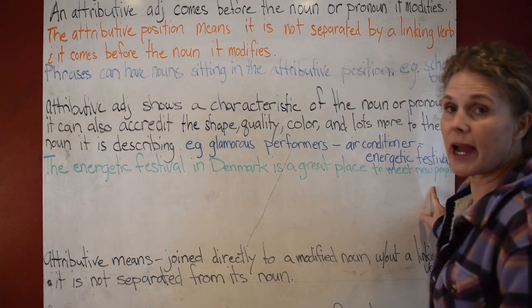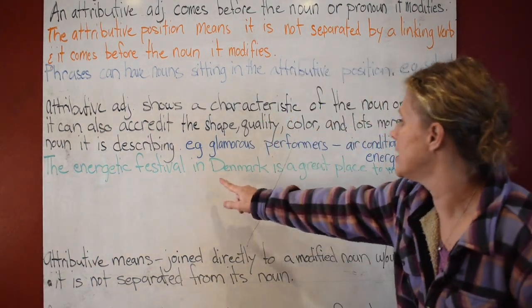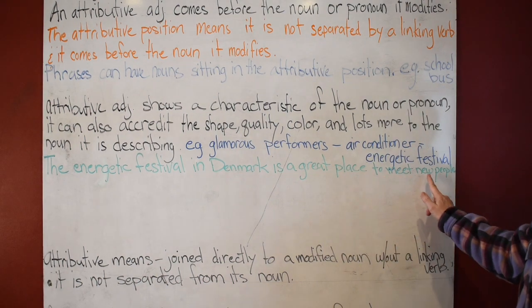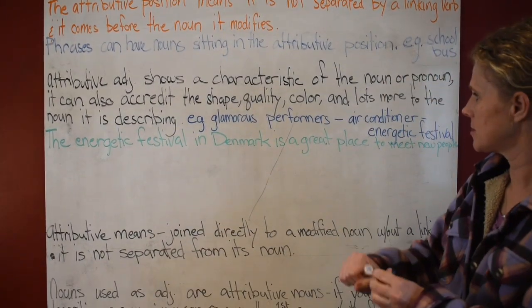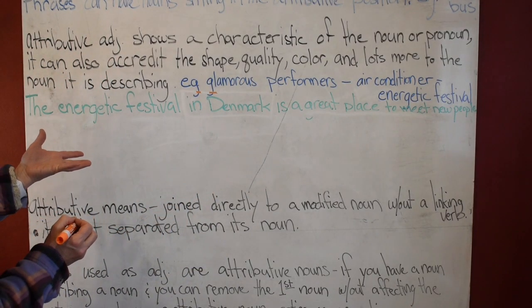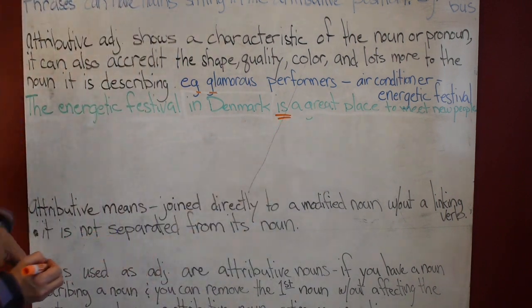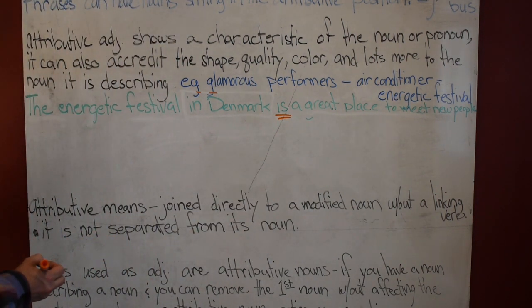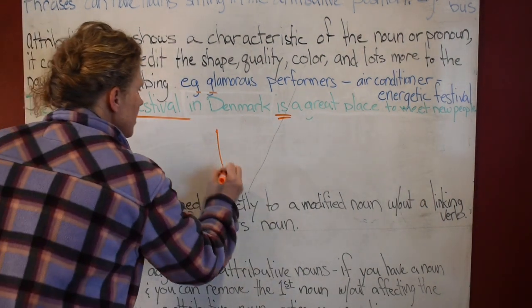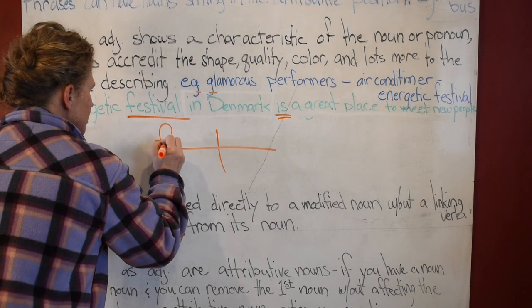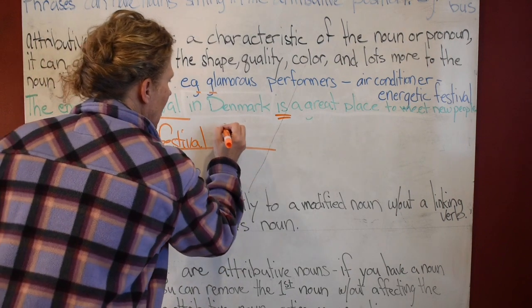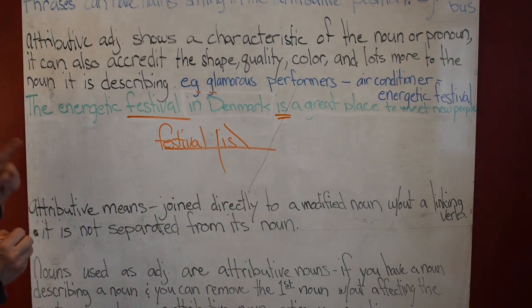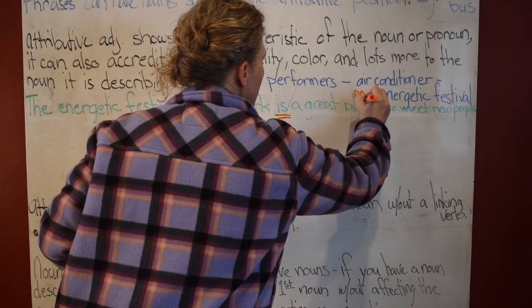So now let's go ahead and diagram this. The energetic festival in Denmark is a great place to meet new people. So I always recommend that you read through it first. So what is your verb? Is. What is? What are they talking about? Festival. The festival. So now let's write that out. Okay, is on your verb line, and then we have a predicate nominative in this sentence. Place. Predicate nominative.